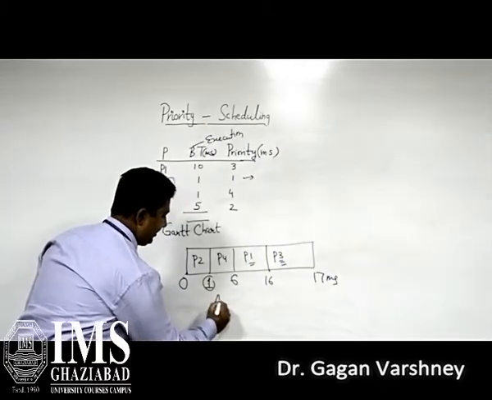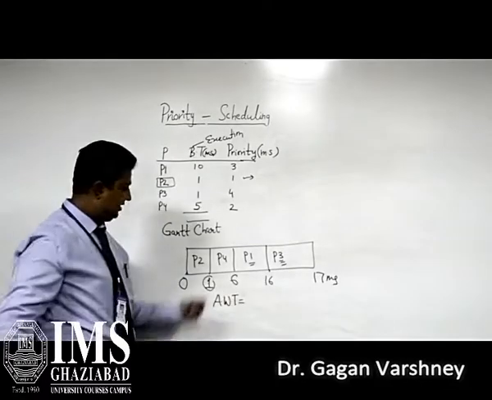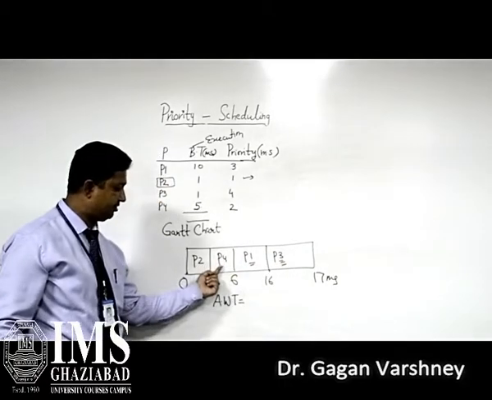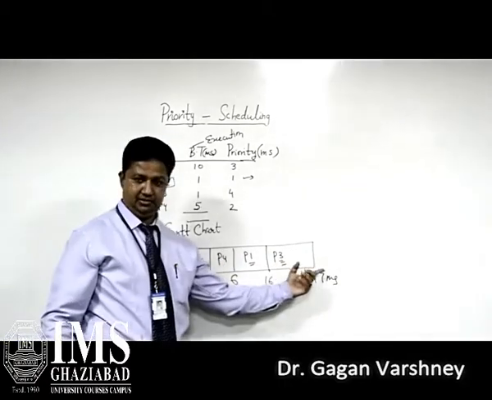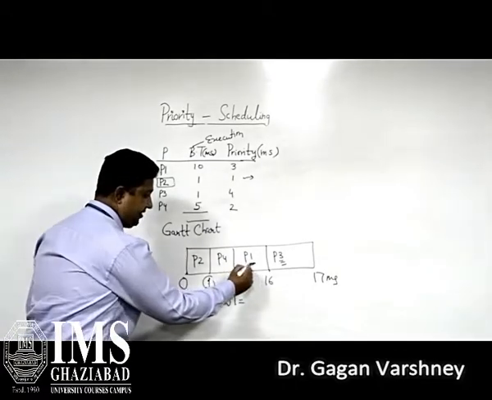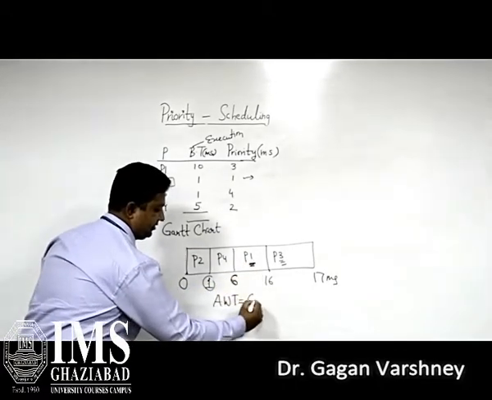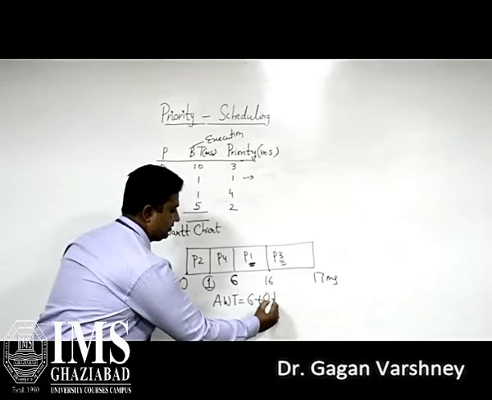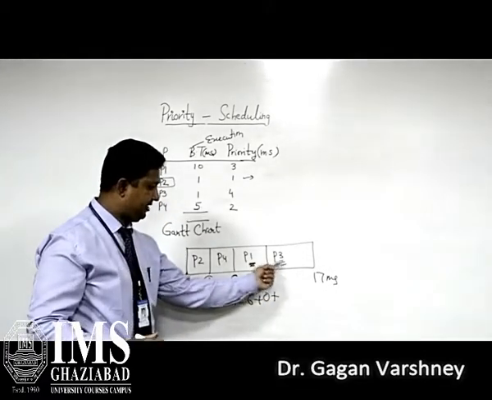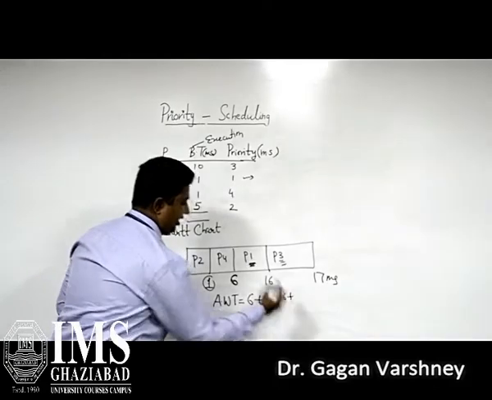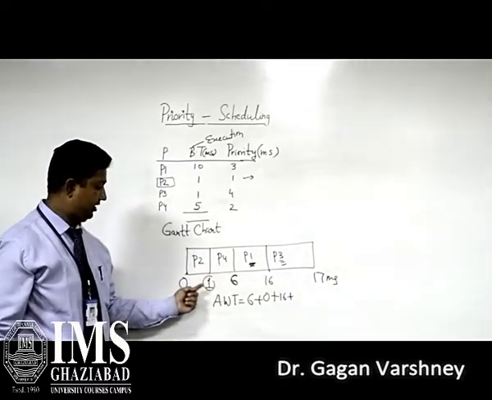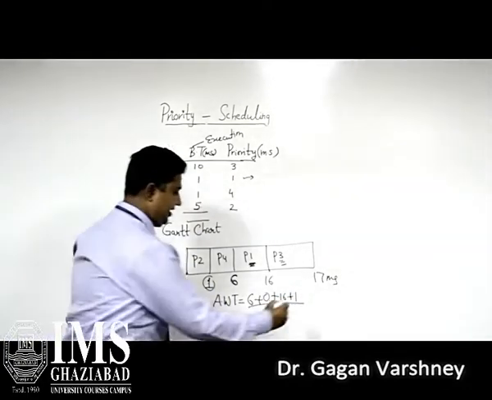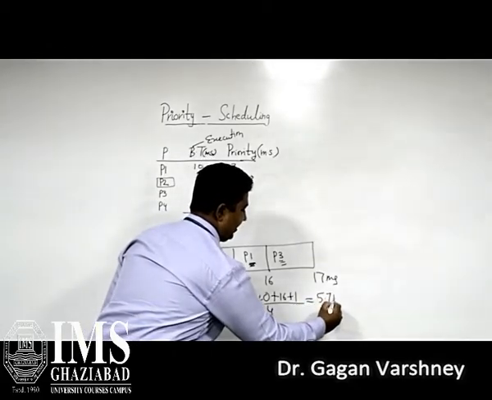So the average waiting time should be what? The waiting time for process P1, plus P2, plus P3, plus P4, divided by the number of processes. So what is the waiting time for process P1? It is 6 milliseconds, right? What is the waiting time for process P2? It is 0 milliseconds. What is the waiting time for process P3? That is 16. And what is the waiting time for process P4? It is 1 millisecond, divided by the total number of processes. It means it will be about 5.7 ms.